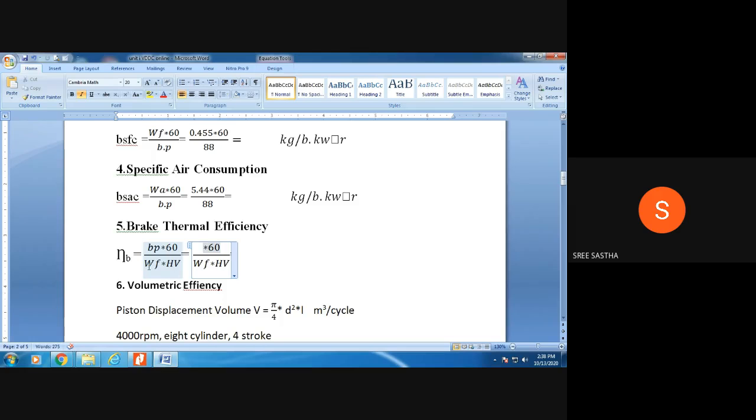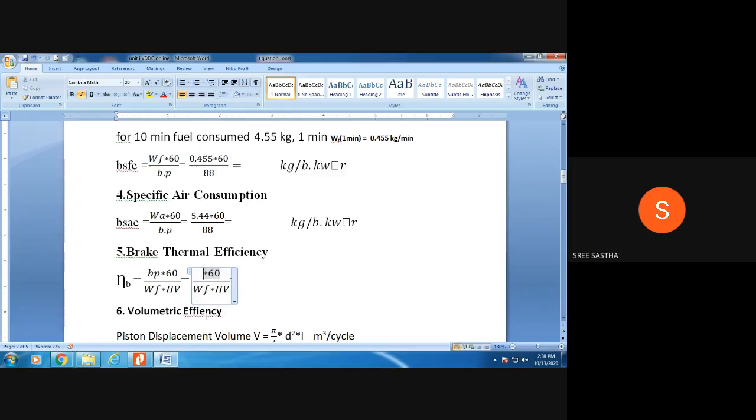This kilogram and the weight of the fuel in kilogram will get cancelled. Here the denominator has minute; I converted it into second. So here it is kilojoule per second, which is kilowatt. The numerator is kilowatt and the denominator is also kilowatt, so it will be cancelled and you'll be getting the brake thermal efficiency.